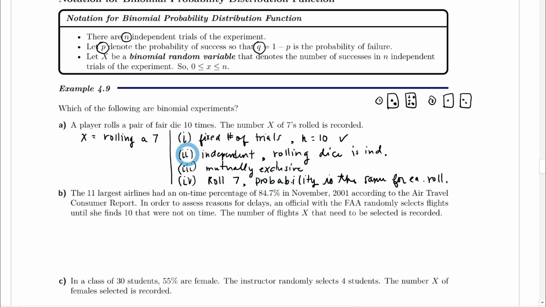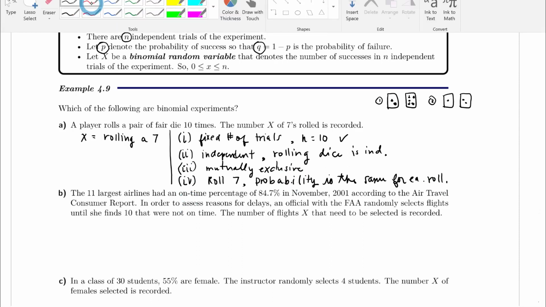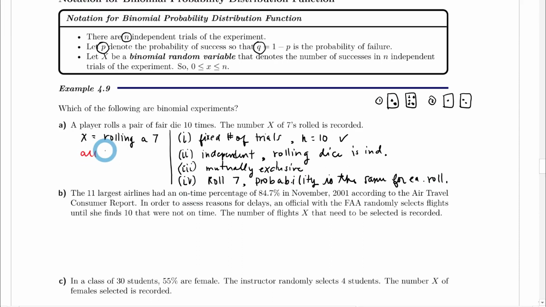Okay, so since all four criteria are met, this is a binomial experiment.